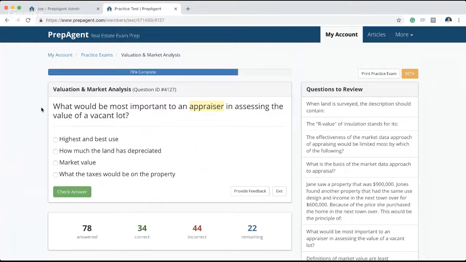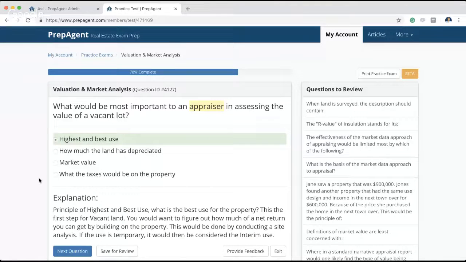All right, here we go. What would be most important to an appraiser in assessing the value of a vacant lot? A, highest and best use. B, how much the land is depreciated. C, market value. Or D, what the taxes would be on the property. And the answer is A, highest and best use.